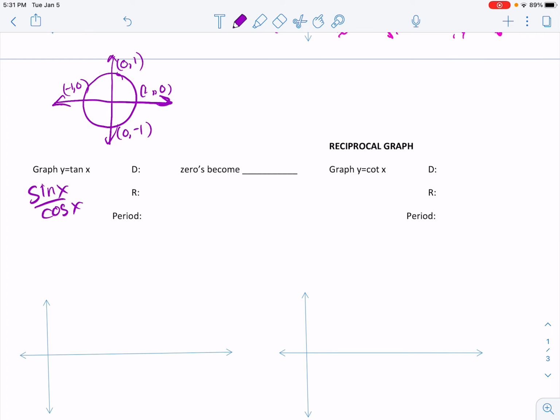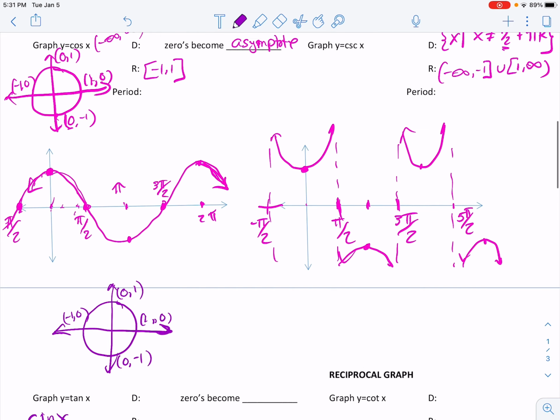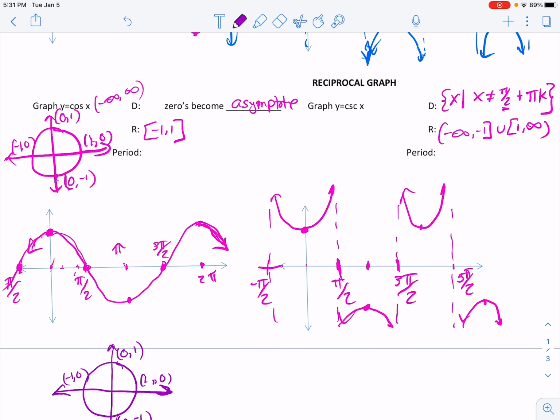So 0 over 1 is undefined. So that's 0. So at 0, we're at 0. Then we have pi over 2, and we have pi, and we have 3 pi over 2, and we have 2 pi. Oh, we didn't talk period up here. What's the period? It takes 2 pi here, and it takes 2 pi here.